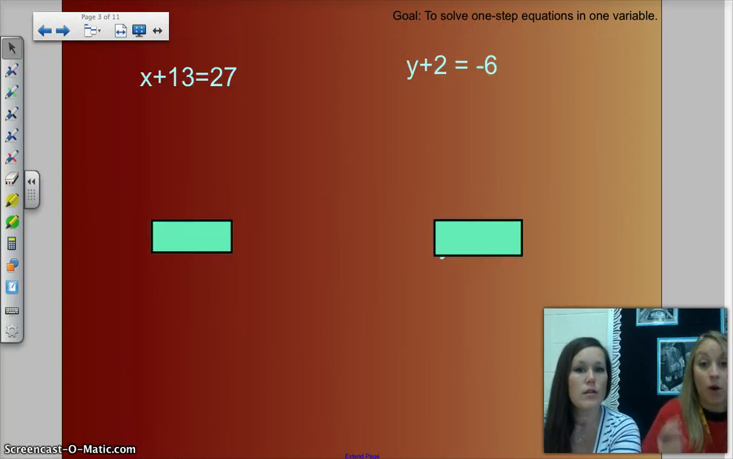More practice. Those are the same exact practices. Okay, good. So we can skip it.